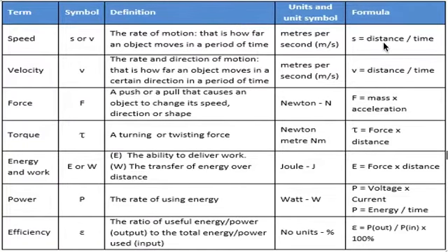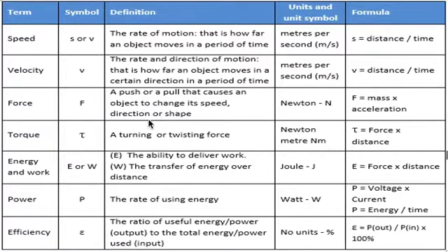period of time. And it's got the formula S, which is a symbol for speed, is distance over time. So how much distance is covered, which is our meters, divided by the time in seconds. Now velocity, V, is very similar to speed, but it's got a direction of motion. So it's speed in a certain direction. And we've got the same formula, distance over time, and the same units, meters per second.